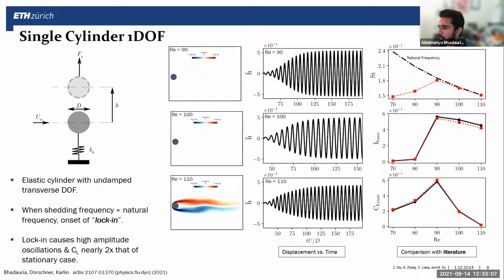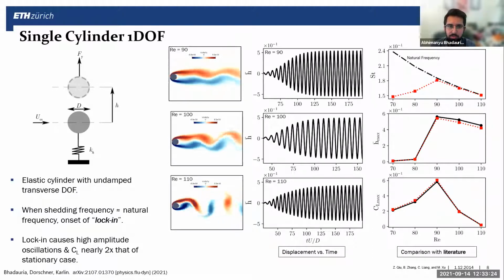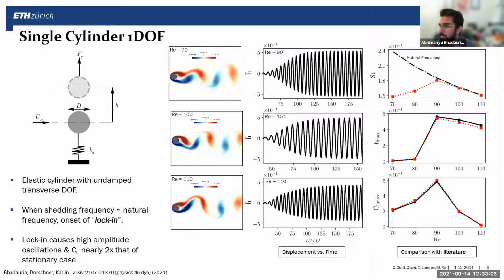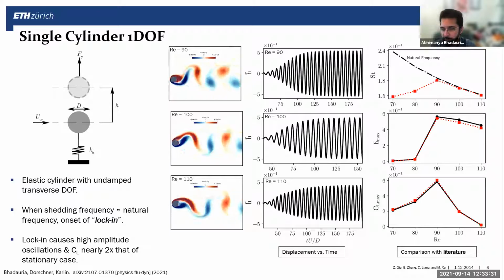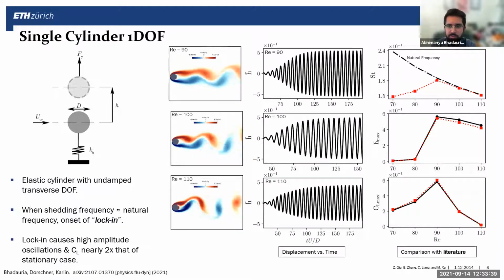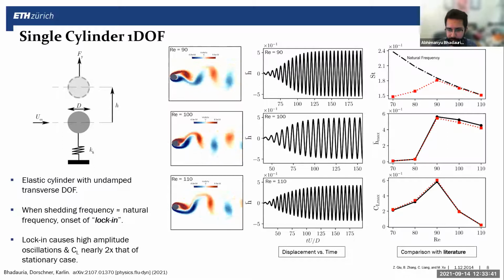where on the top, you have the non-dimensional frequency of the vortex shedding, and the black line is the natural frequency of the spring-mass system. And you see that after Reynolds number 80 or 90, the vortex shedding frequency starts to attach itself to the natural frequency of the system. This corresponds to a sudden jump in the oscillation amplitude, as well as the lift coefficient. So again, we are able to reproduce these phenomena that are quite well reported in literature with our model.